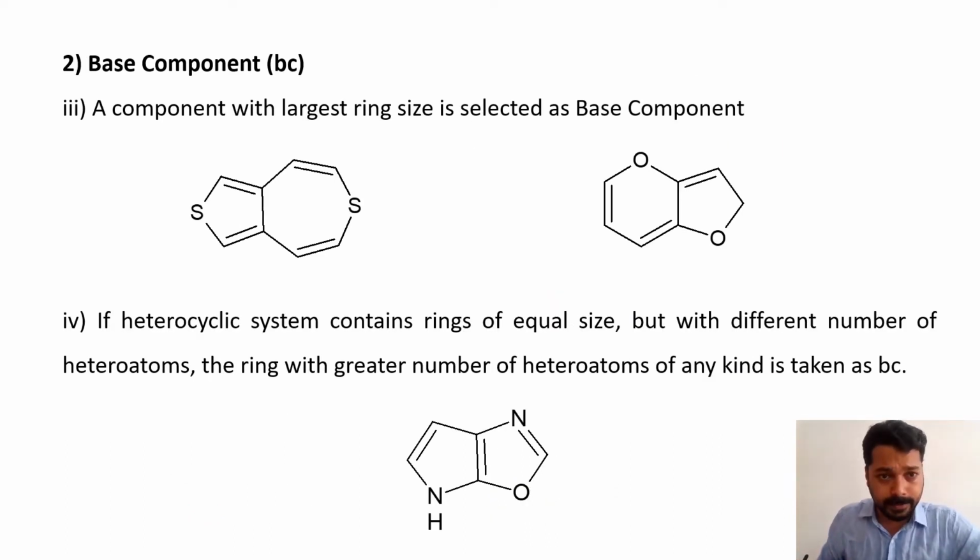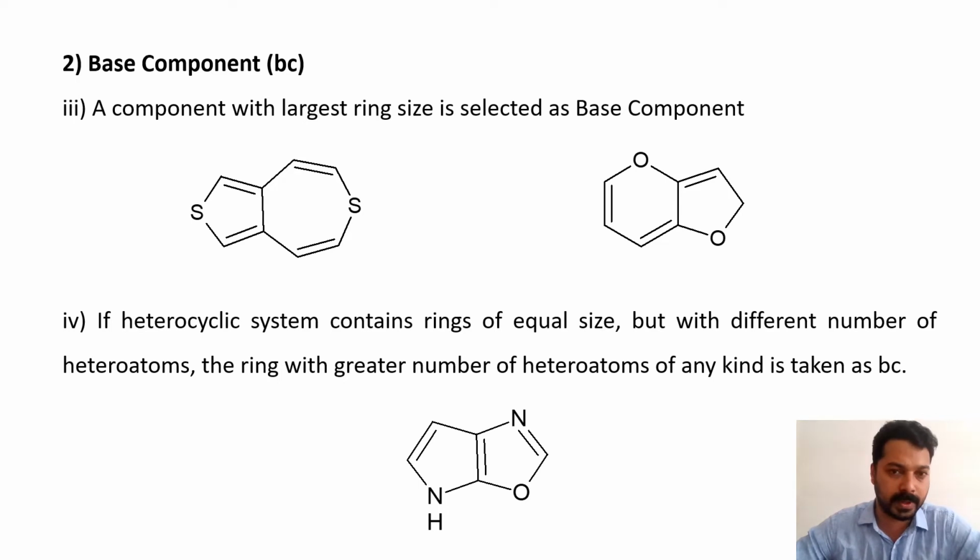Another criterion: if the same heteroatom is present, the component with the largest size will be the base component. Suppose here you can see that in both the rings the same heteroatom is present. In such a case, the component with the largest ring size will be the base component.